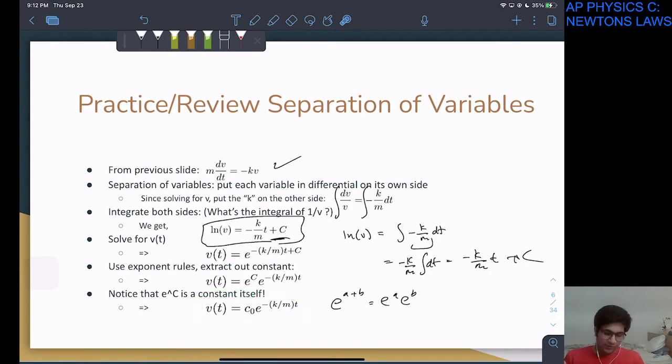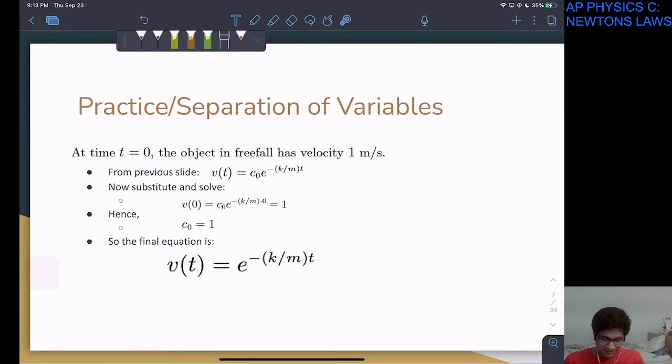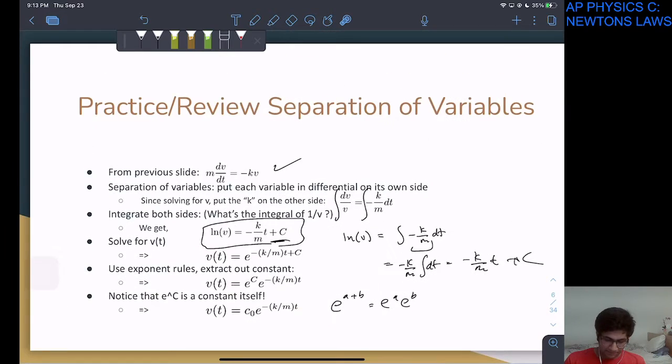So you can see the velocity itself over time, right? If you think about it, if you take t to infinity, then what happens? Think about that. With t to infinity, what happens? We'll come back to that probably in another problem. So at time t equal to 0, what happens? The object in free fall has a velocity of 1 meter per second.